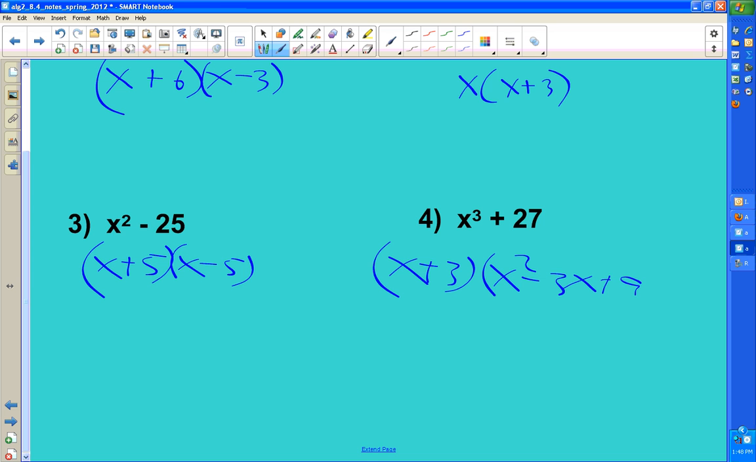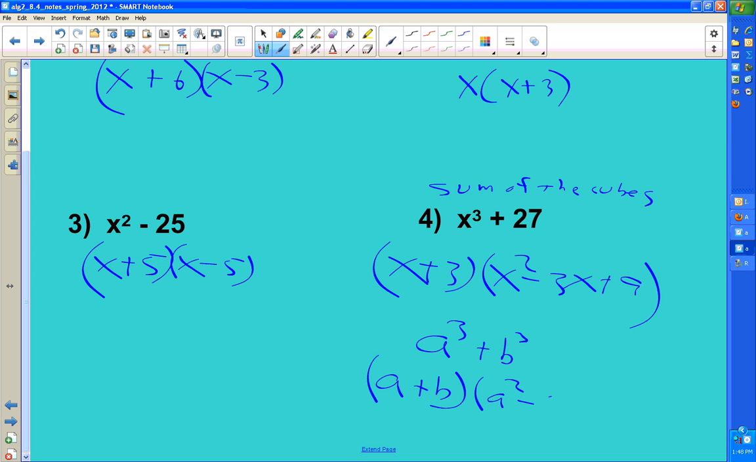Okay. Because this is a sum of the cubes. A cubed plus B cubed, A plus B, A squared minus AB plus B squared. You have to study this. You cannot fake your way through this stuff. If you don't know it, go back and review your notes on factoring.